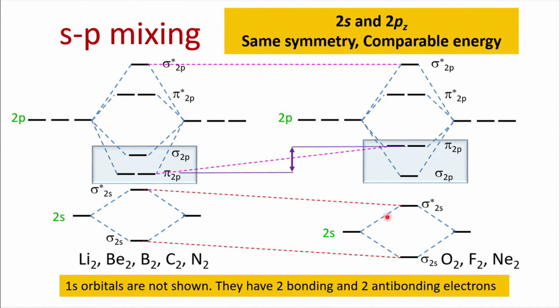When there is no mixing, the 2s orbitals combine to form separately the sigma 2s and sigma star 2s orbitals, and the 2p actually gives sigma 2p, pi 2p, pi star 2p and sigma star 2p. So these orbitals are formed as in the normal case. Between sp mixing and no mixing, we can say that comparable energy and the same symmetry are responsible for this phenomenon.